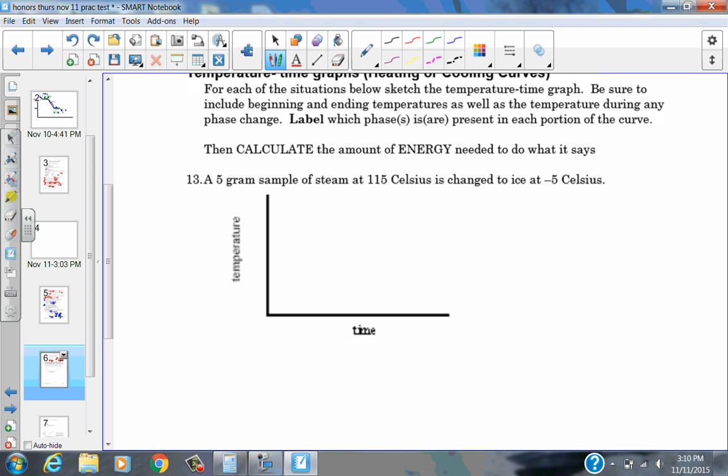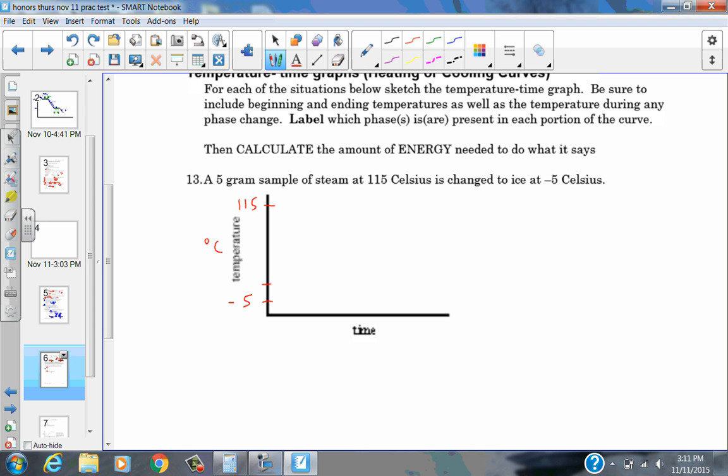The reason we do these graphs like this is because it helps us plot how we are going to do this problem, and specifically how many steps it's going to take, and we can figure out what to do at each step. A 5-gram sample of steam at 115 Celsius. So 115 is the hottest I need, and this is degrees Celsius. And it's going to be changed to ice at -5. So -5 is the coldest I need.